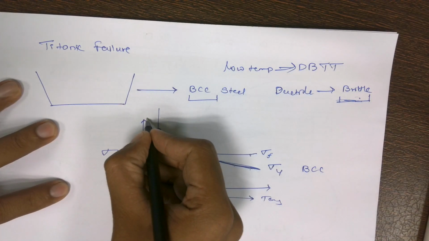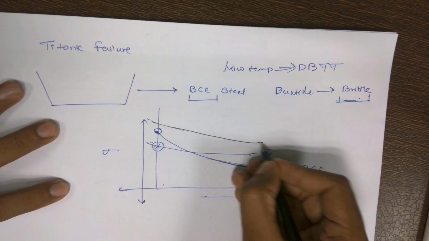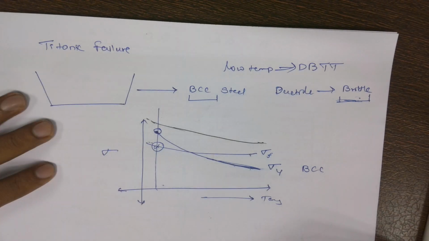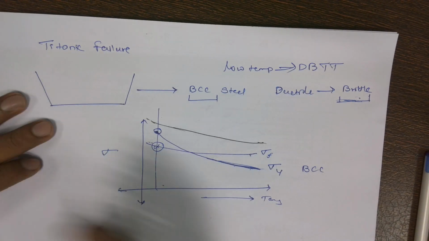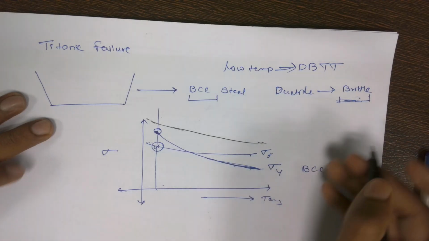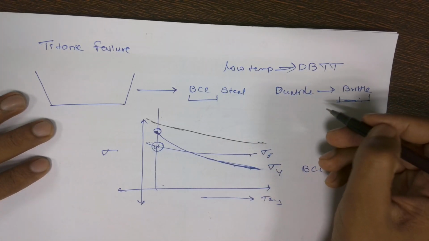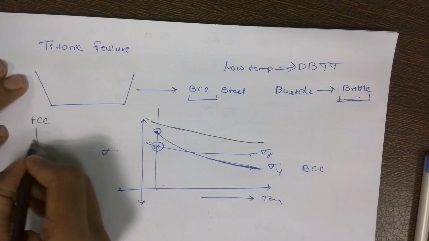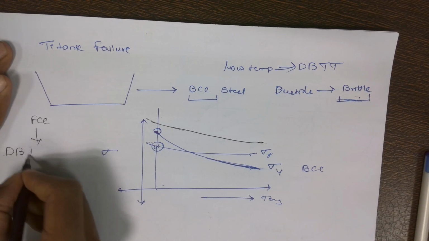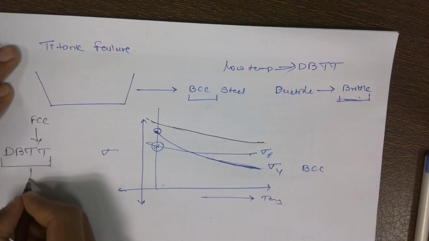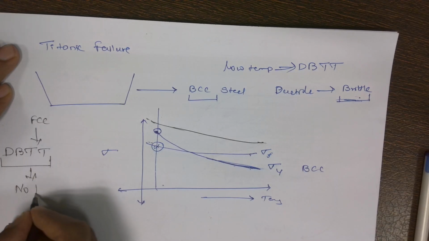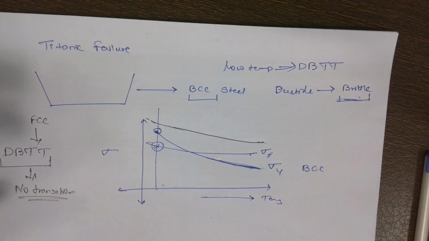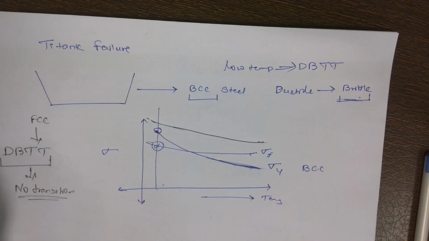While, instead of BCC iron, if they would have used FCC iron, then in that case this wouldn't have happened. The reason is that the curves don't cross each other. In the case of FCC iron, this ductile to brittle transition temperature doesn't happen. The reason is that the yield point is not temperature sensitive.